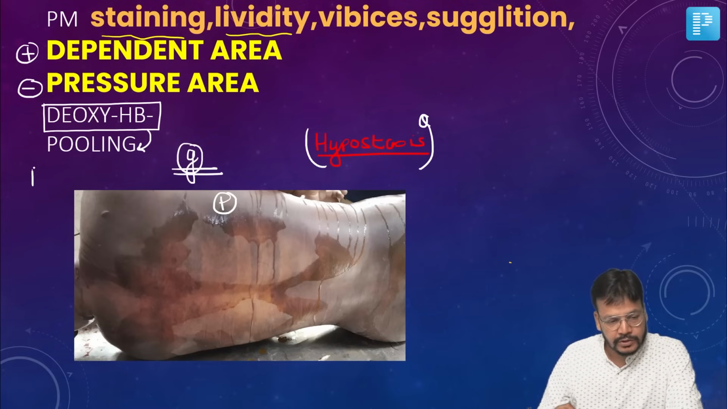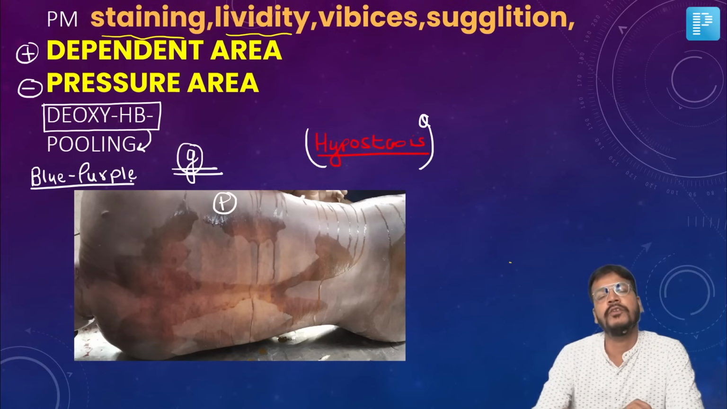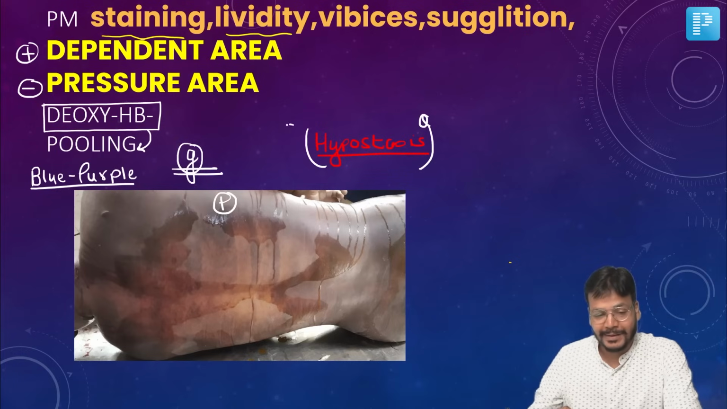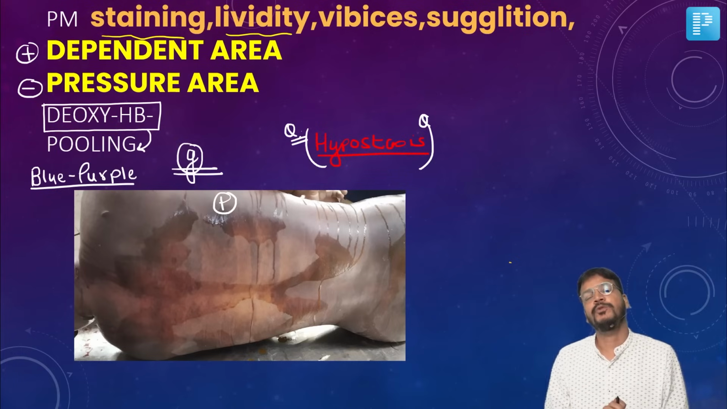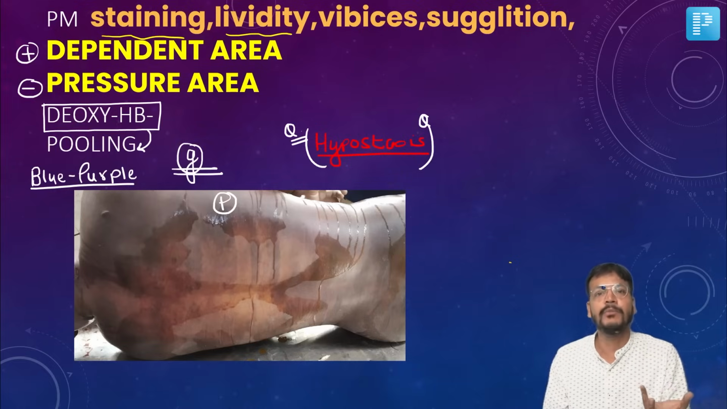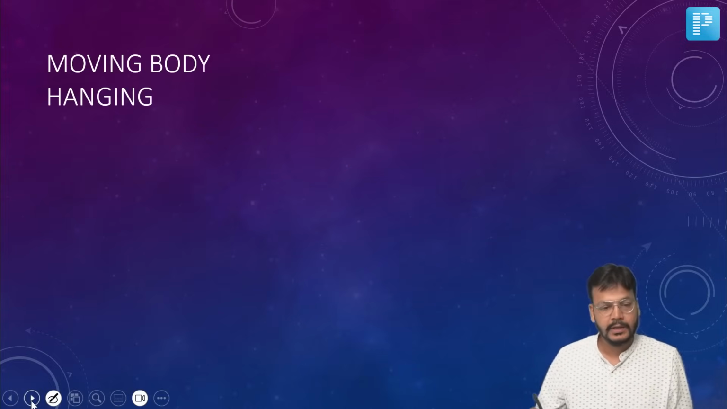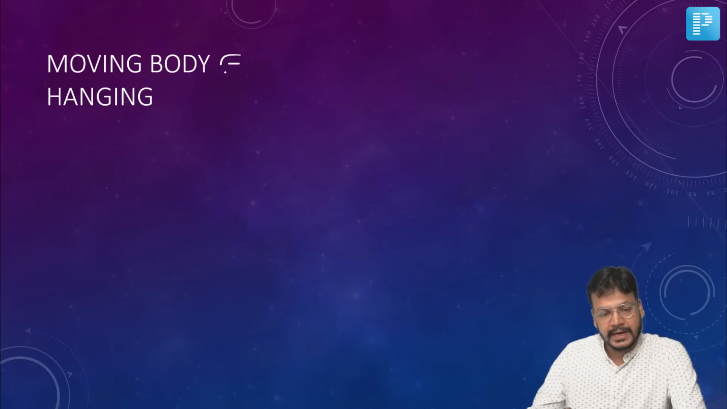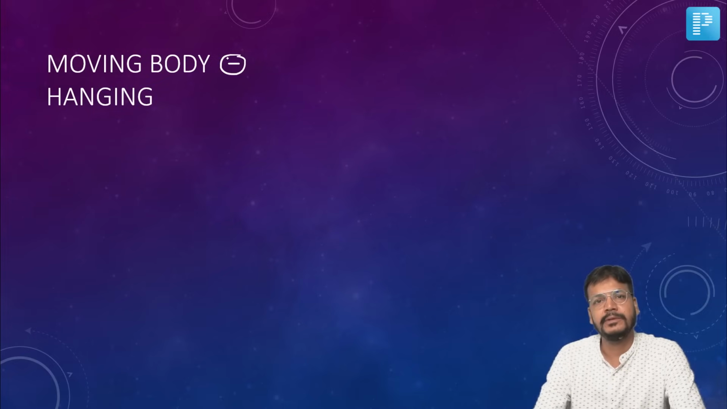Doctor, this question also comes in exam. What is the color of postmortem staining? It is bluish purple because of deoxyhemoglobin. And don't forget, friends, this is hypostasis, postmortem staining, postmortem lividity, vibices, sugillation, livor mortis or hypostasis. Now, sir, in a moving body, it is absent.